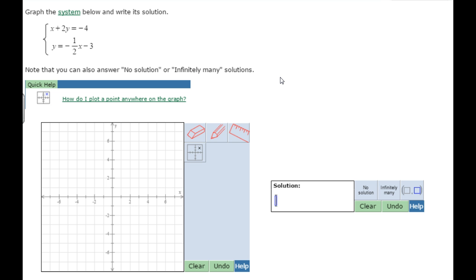To graph a line, you're allowed to plug in values for x or for y and find the corresponding matching other coordinate. In this case, we'll plug in values for x. So for example, on the first one, x plus 2y equals -4, I'll let x be 0. When x is 0, y is -2. So let's pick our points and we'll plot that. Just be careful when you're plotting your points.